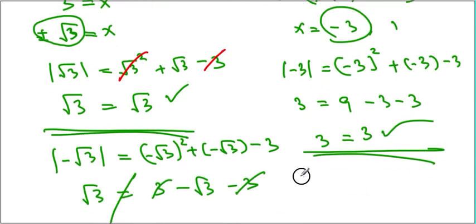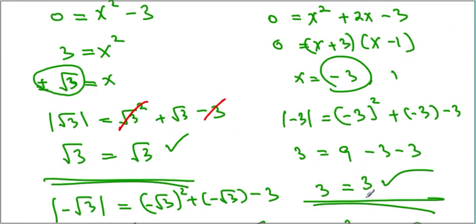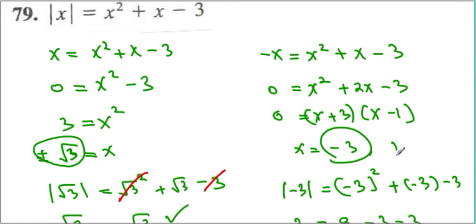Let's look at it. Is 1 equal to 1 squared plus 1 minus 3? Left side is 1, but on the right side you will end up getting negative 1, and they're not equal to each other. So therefore 1 cannot be the answer. Only correct answers in this case would have been radical 3 and then negative 3.